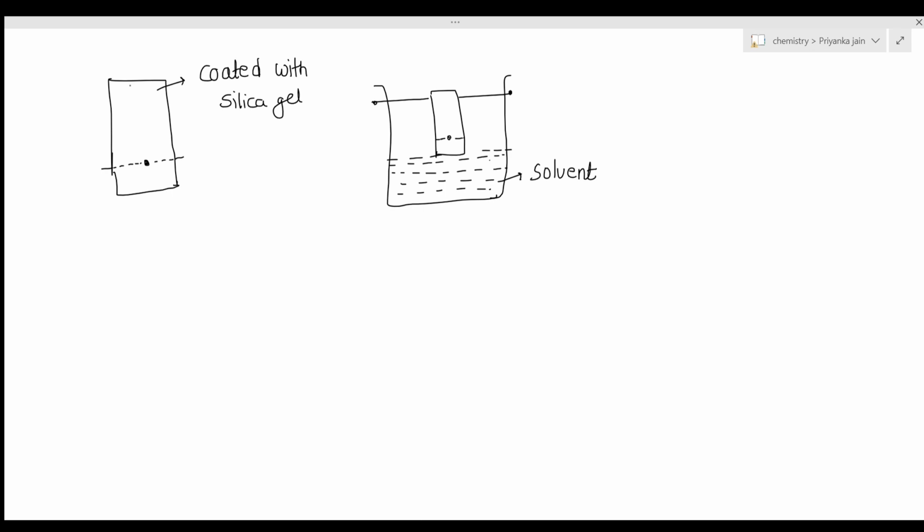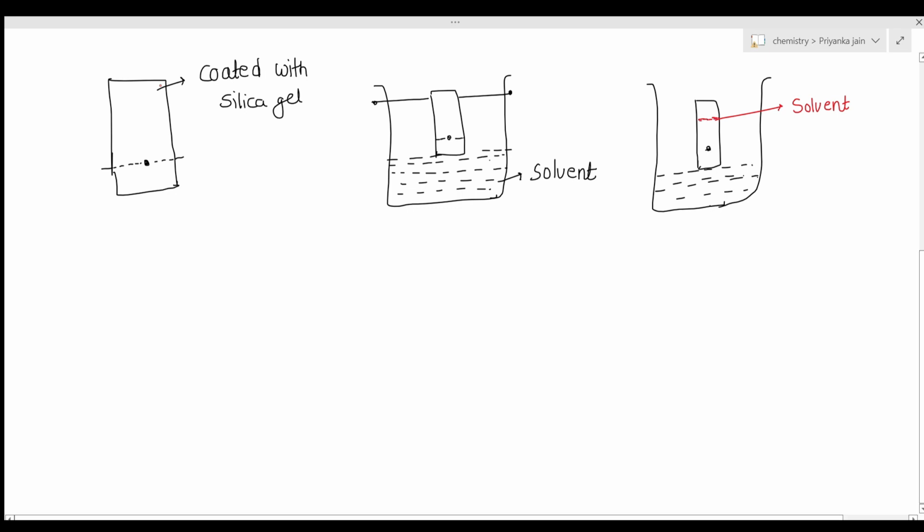And then after some time you will see that the solvent is rising. It will look like this. After some time you see that the solvent has risen by capillary action. This is the line of the solvent. This is the solvent line, and we are making a line here with the help of the pencil. We are marking this solvent line.